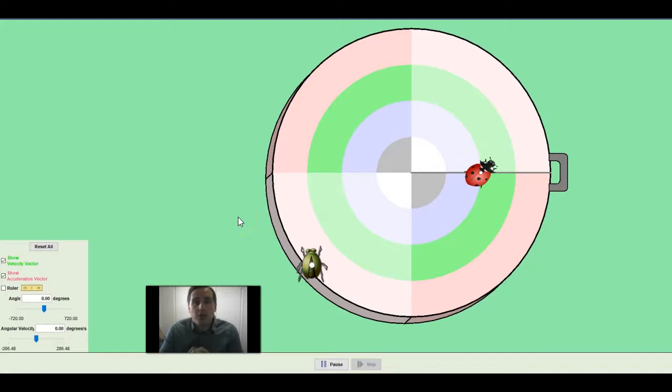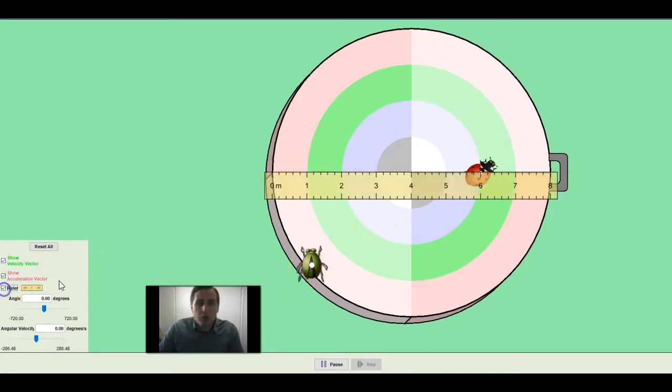I would like to perform a video which has us examine rotational kinematics, in particular for a rotating turntable. So in other words, multiple point objects, that is multiple particles, at different radii. So let's let this ladybug and this beetle be our point particles.